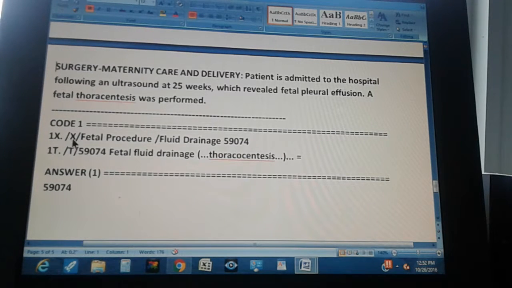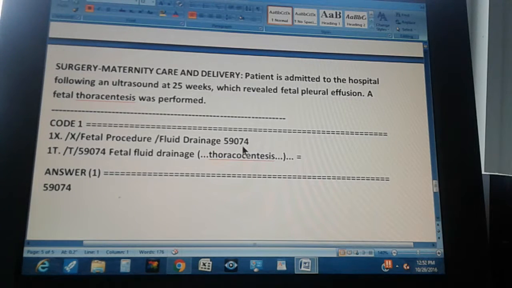You first go to the index. Then you go to fetal procedure, because it's a procedure done on a fetus. Now you go to fluid drainage. You remember in the tips we told you that thoracentesis is a procedure that drains fluid out of the thorax. And so what do we have there? We have this number, 59074. You only have one code.